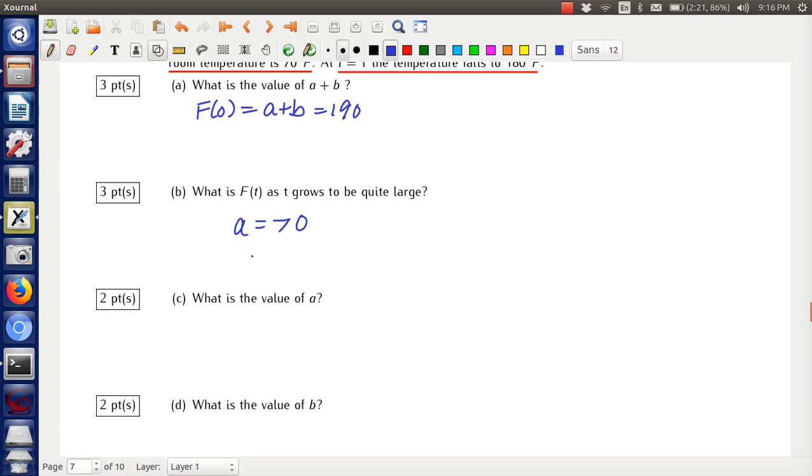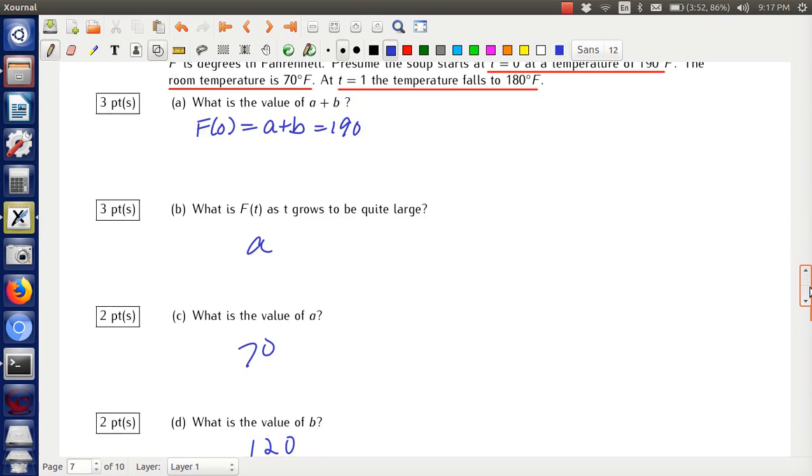So let's see, if you had said this is A, then you'd say 70 here, and if you said 70 here, you might say 70 there. It would still be okay. What is the value of B? Well, B must be 120, because A and B together add up to 190. Now, what is the value of K?